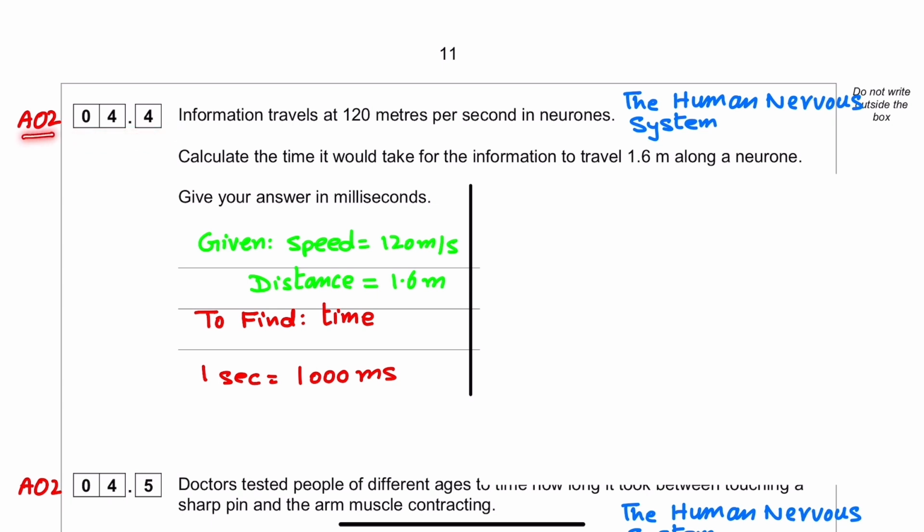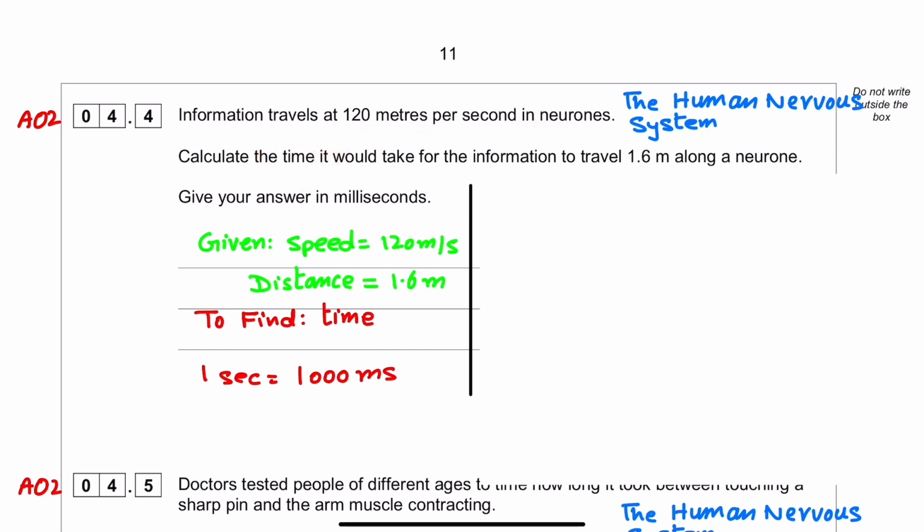4.4 is an AO2 question. It is an application based question. Information travels at 120 meters per second in neurons. Calculate the time it would take for the information to travel 1.6 meters along a neuron. The distance is given, the speed is given. The student needs to find the time.